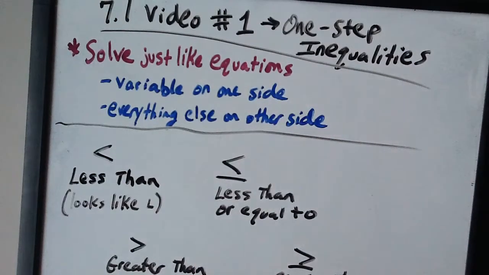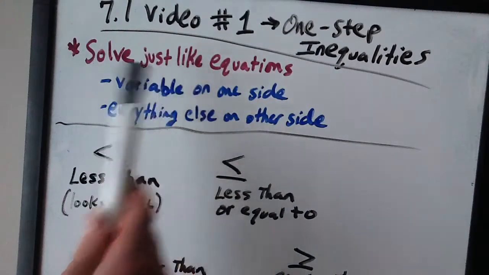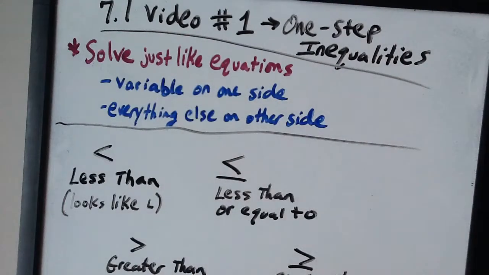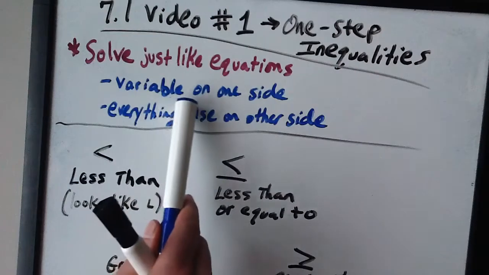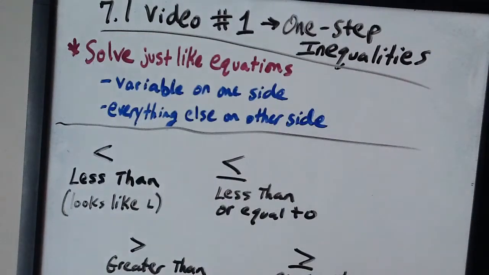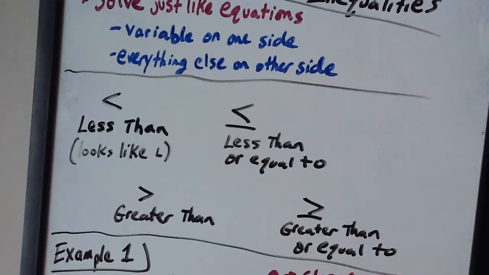Now, solving an inequality is just like solving an equation. You follow the same steps. So we're going to get the variable on one side. We're going to isolate the variable on one side of the inequality, and everything else will be on the other side. Now, here are the types of inequalities that you will see.